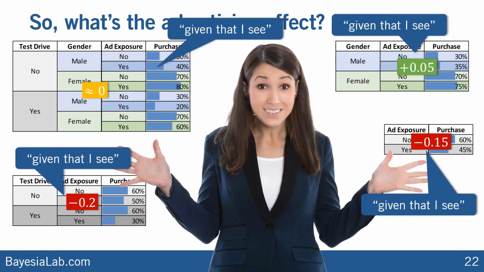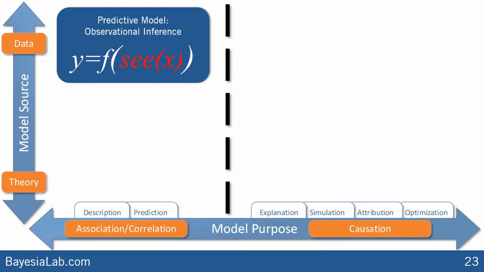Because all of these, clearly by default, can be interpreted as given that I see. They can be used for observational inference, and we can evaluate them for their statistical qualities, but we cannot say anything causal. But we need causality, we need causal inference, because we want to know whether it was worthwhile to spend millions of dollars. So let's now look at our map again and see where we stand.